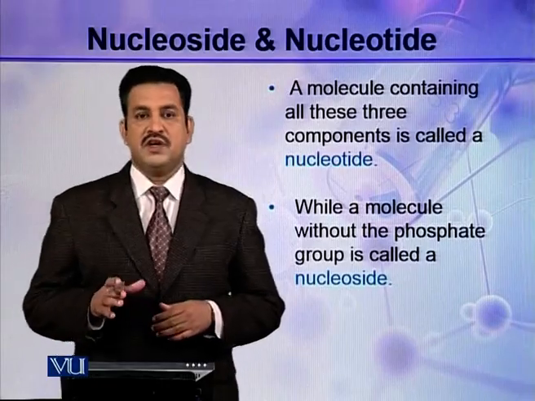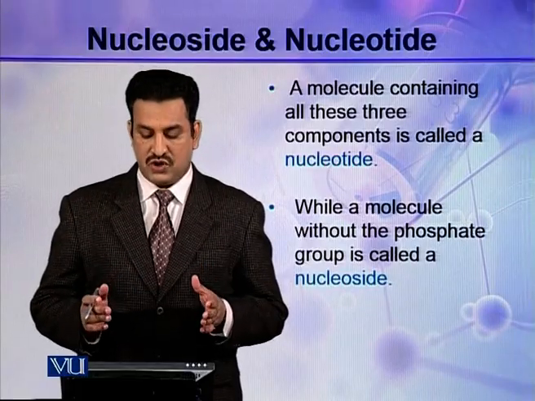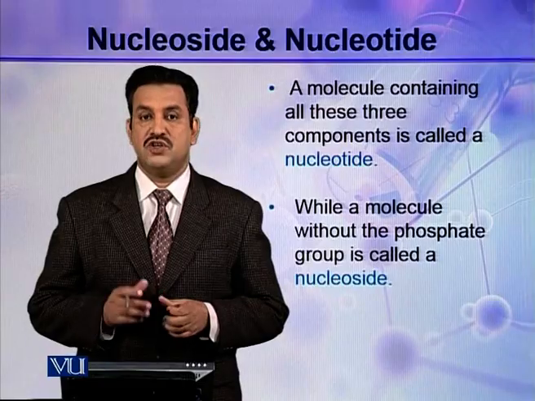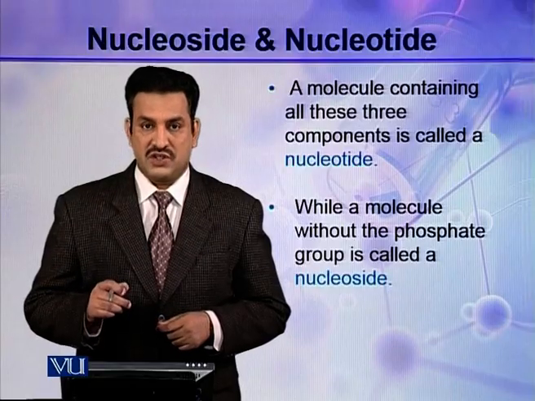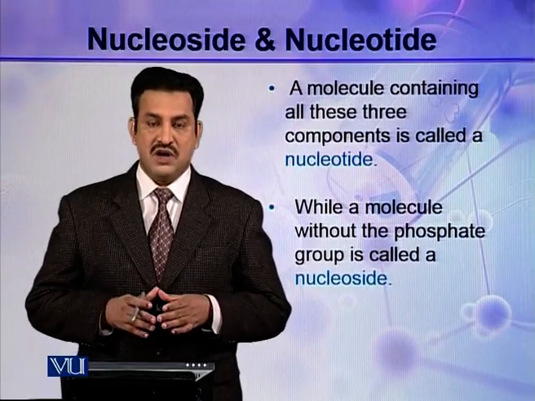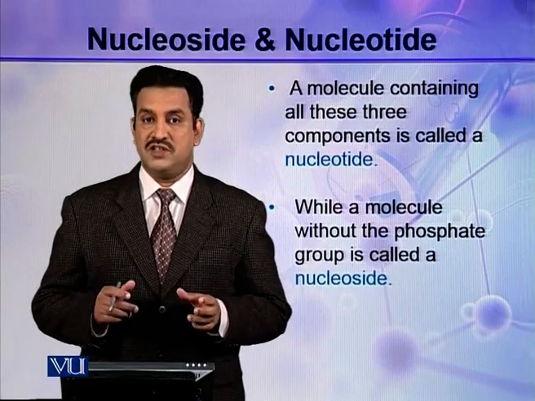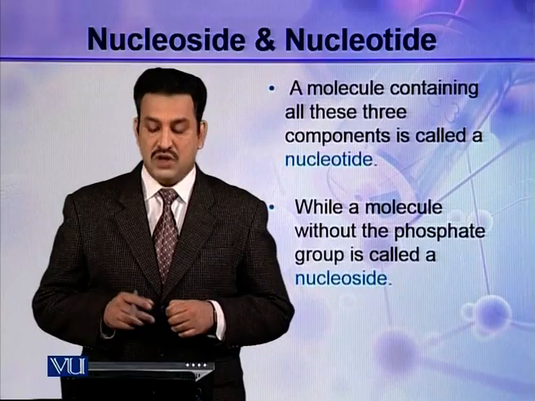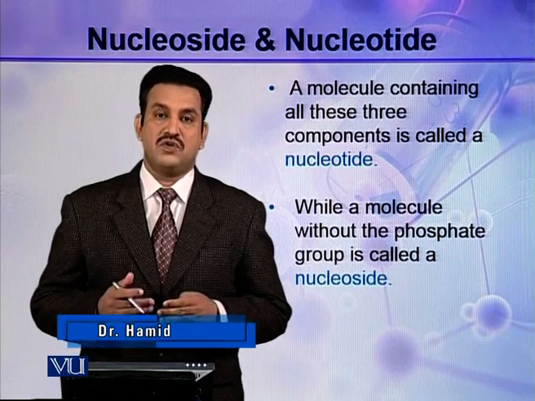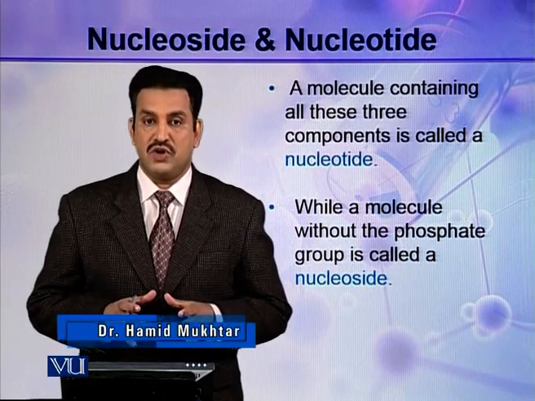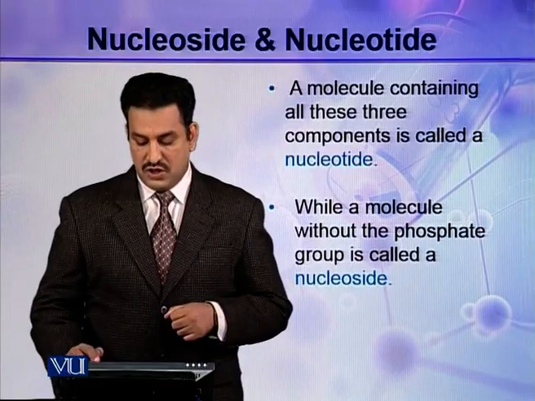Dear students, in this module, I'm going to introduce to you two new types of molecules, and these are nucleosides and nucleotides. So, a molecule containing all these three components, that is a pentose sugar, a nitrogenous base, and a phosphoric acid, is termed as a nucleotide, while a molecule without a phosphate group is termed as a nucleoside. Or in other words, you can say a nucleotide molecule with its phosphate group removed is called a nucleoside.